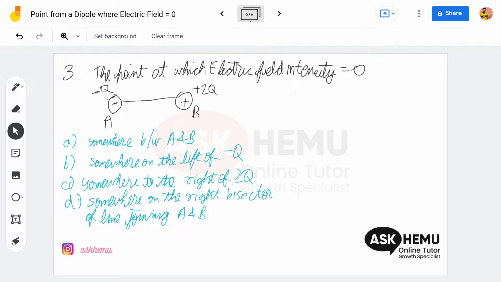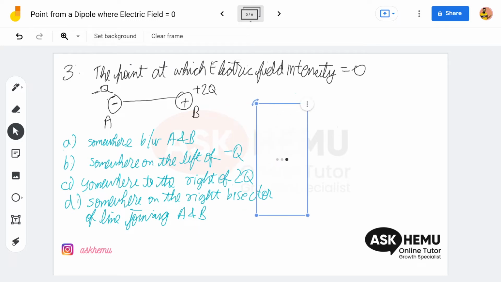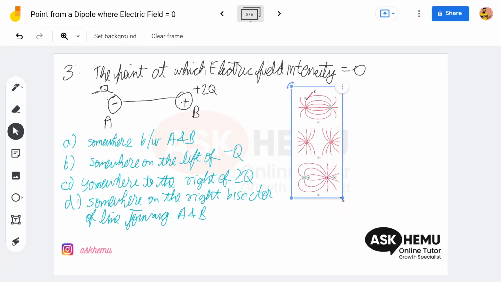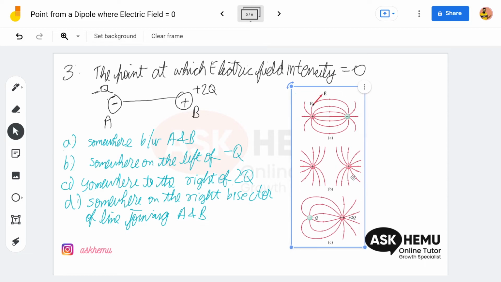So we have the usual options: somewhere between A and B, somewhere on the left of minus q, somewhere to the right of 2q. In this problem, literally we can only take a guess estimate of the situation by drawing electric field lines, because we have no values, no calculation to be done. So this is a purely conceptual problem. And for this conceptual problem, let us look at some similar diagrams just to get an idea of where the solution can probably end up.